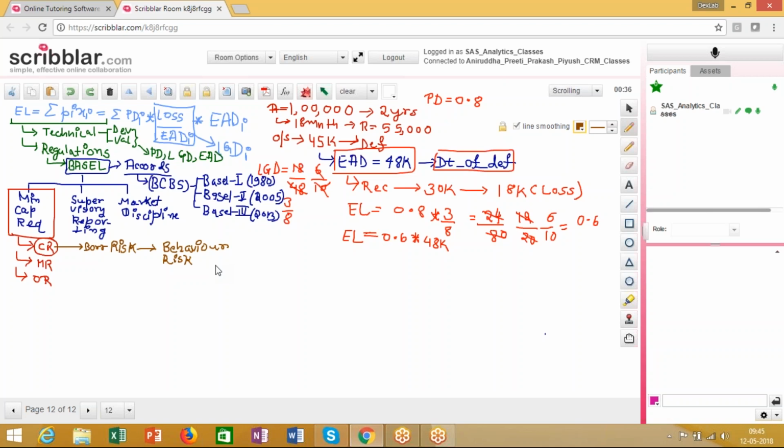Having said this, we need to know what the different sources of this behavior risk are. Now, behavior risk arises from a deterioration in the borrower's willingness to pay back.